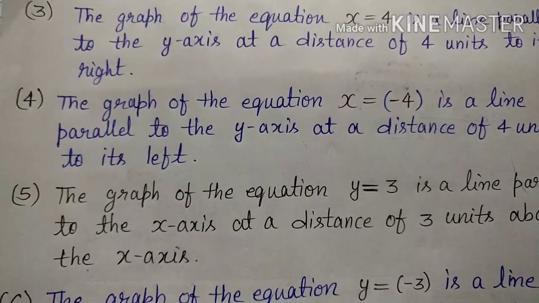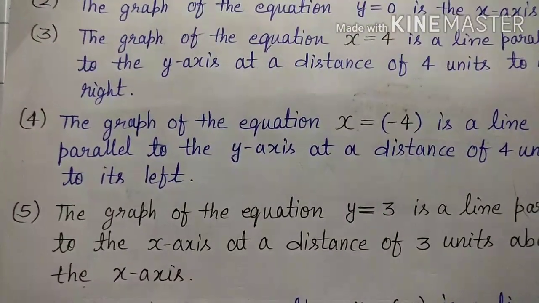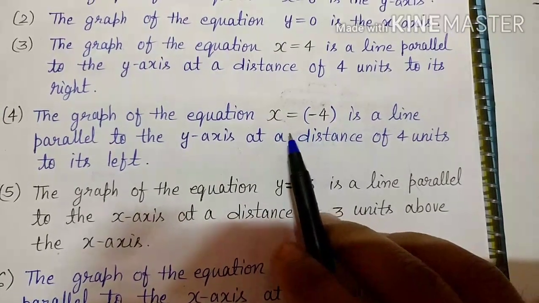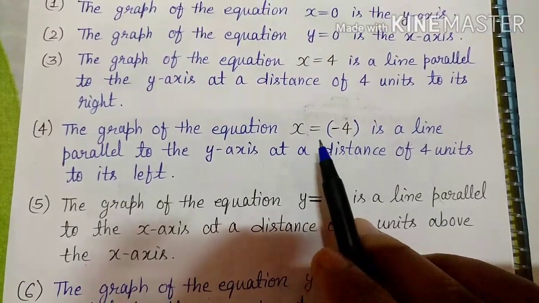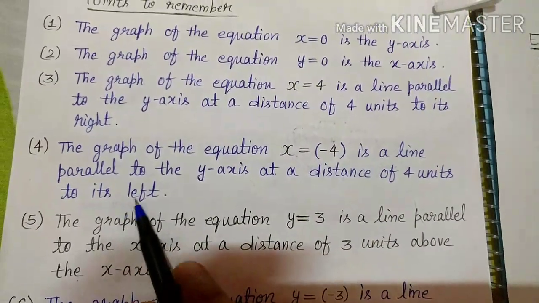Now suppose that there is an equation given where x plus 4 equals 0. Let me explain you with the help of this numerical. So now once again the value of x is given, that is minus 4, and the value of y is 0. This is the fourth point I am talking about. So this line will also come parallel to the y-axis but at a distance of 4 units to its left.